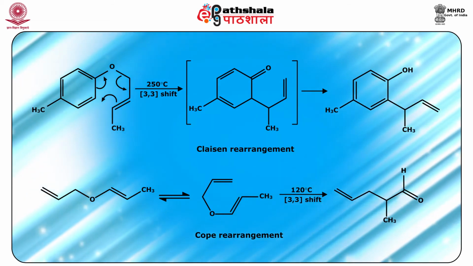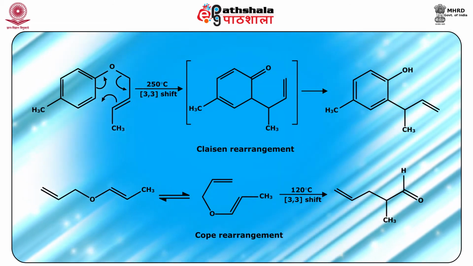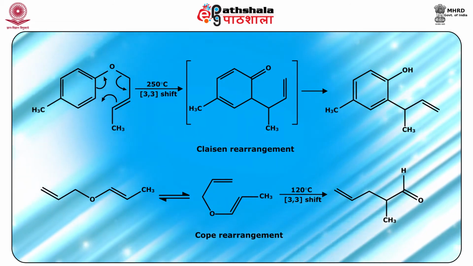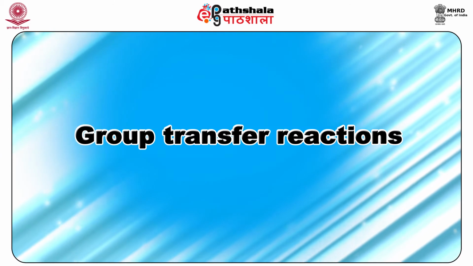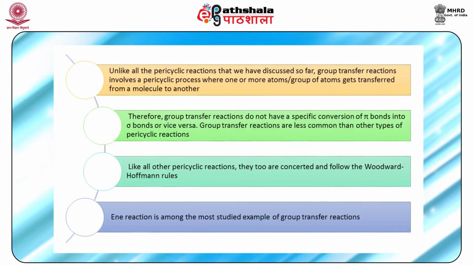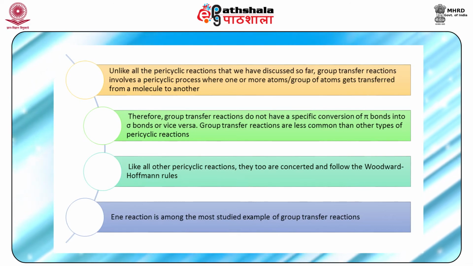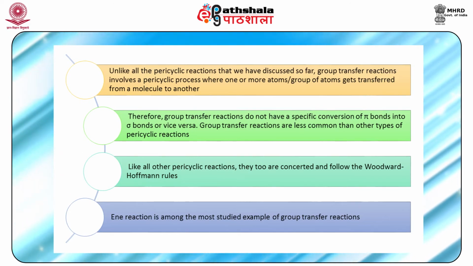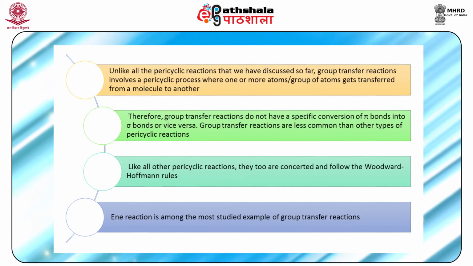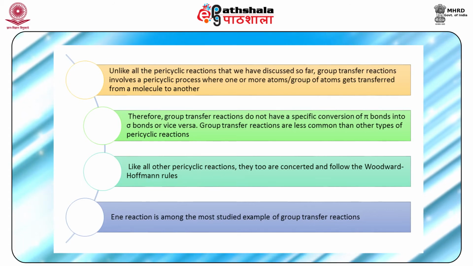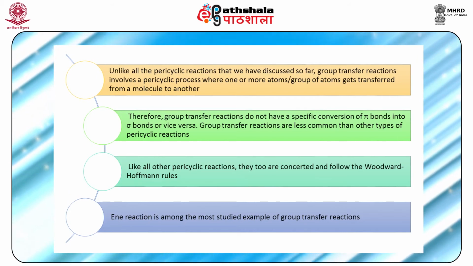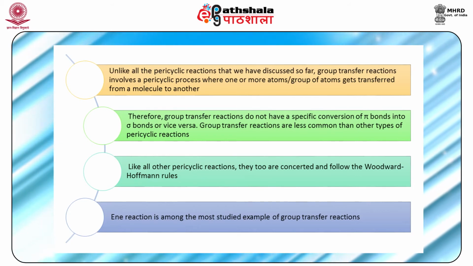You can see Claisen rearrangement showing 3,3 shift and the Cope rearrangement again showing a 3,3 shift. Now let us talk about group transfer reactions. Unlike all the pericyclic reactions that we have discussed so far, group transfer reactions involve a pericyclic process where one or more atoms, group of atoms get transferred from a molecule to another. Therefore, group transfer reactions do not have a specific conversion of pi bonds into sigma bonds or vice versa.